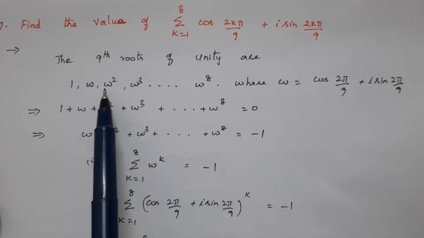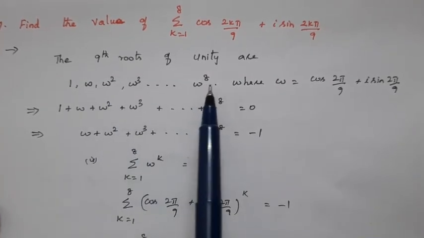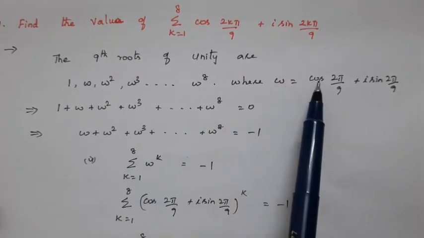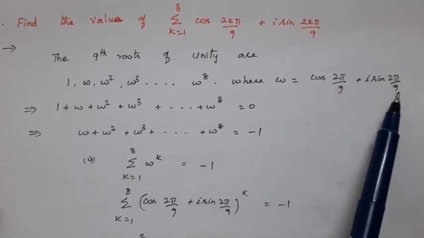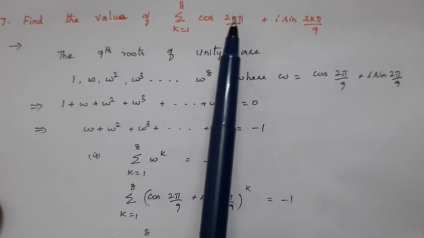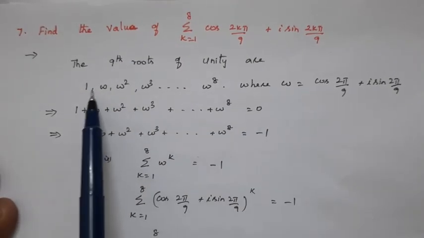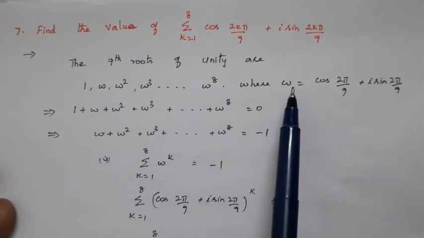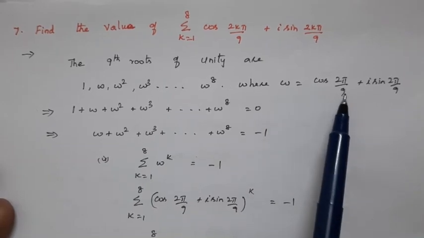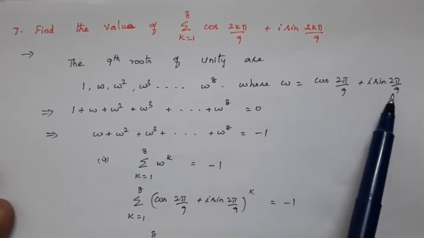They will be 1, omega, omega square, etc., to omega power 8. And what would be the value of omega? Cos 2 pi by 9 plus i sin 2 pi by 9. So as 9 is given here, we are going to take the ninth roots of unity as 1, omega, omega square, to omega power 8, where the value of omega is cos 2 pi by 9 plus i sin 2 pi by 9.